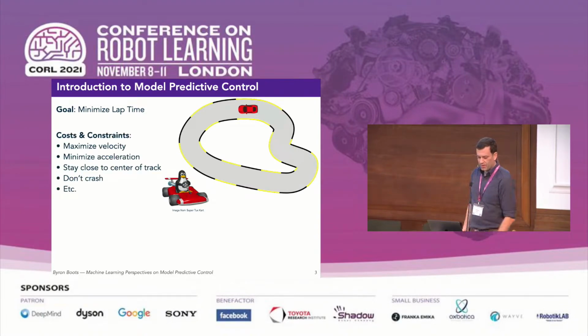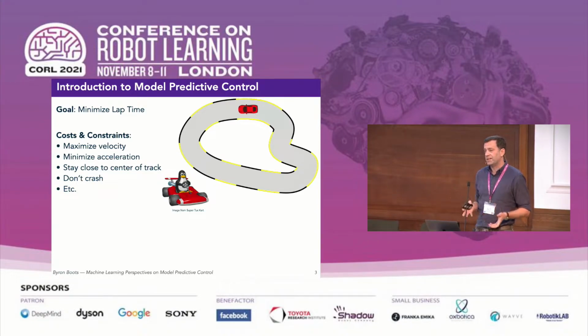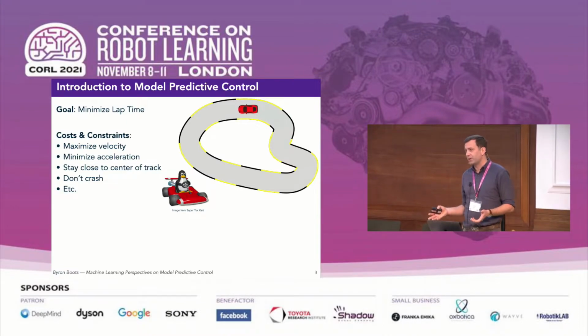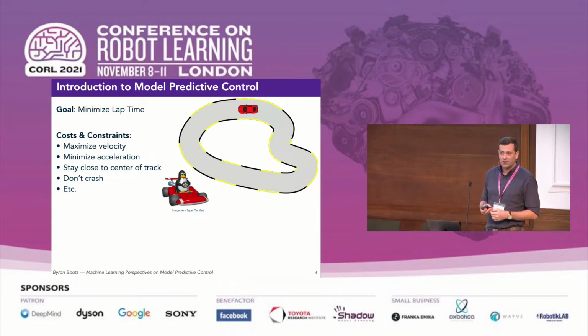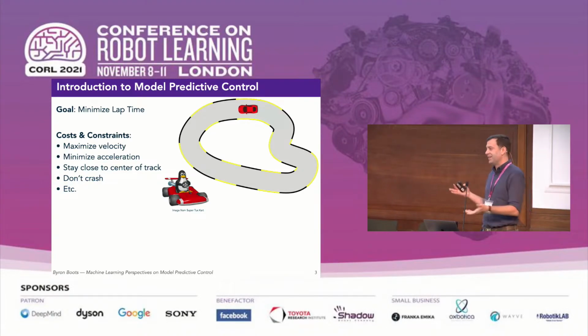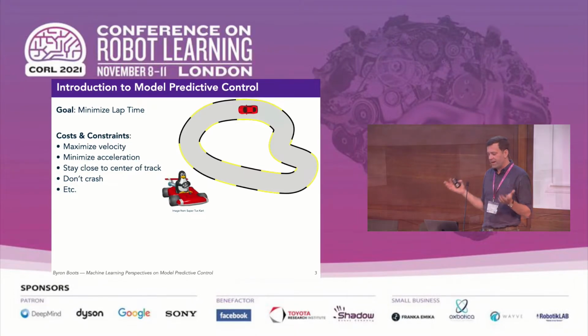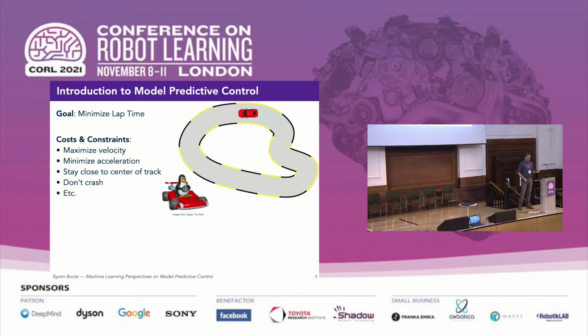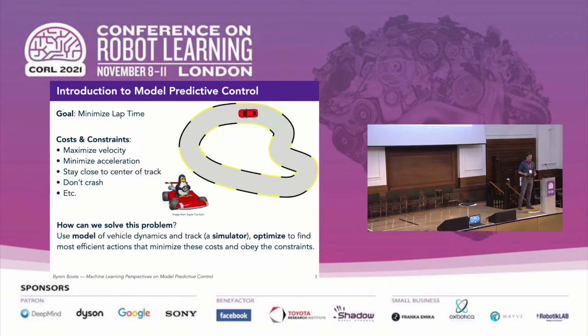While formulating this problem, we may want to add a number of costs and constraints that we think are useful for minimizing lap time. For example, maybe we want to maximize velocity, since this seems correlated with traversing the track as quickly as possible. We may also want to minimize acceleration so that we have smooth, energy-efficient motion. And it seems like staying near the center of the track is a good idea so that we're less likely to leave the track and crash. We might imagine other choices for costs and constraints as well. But here's the major question: once we have all these costs and constraints, how might we derive a strategy for actually driving this car?